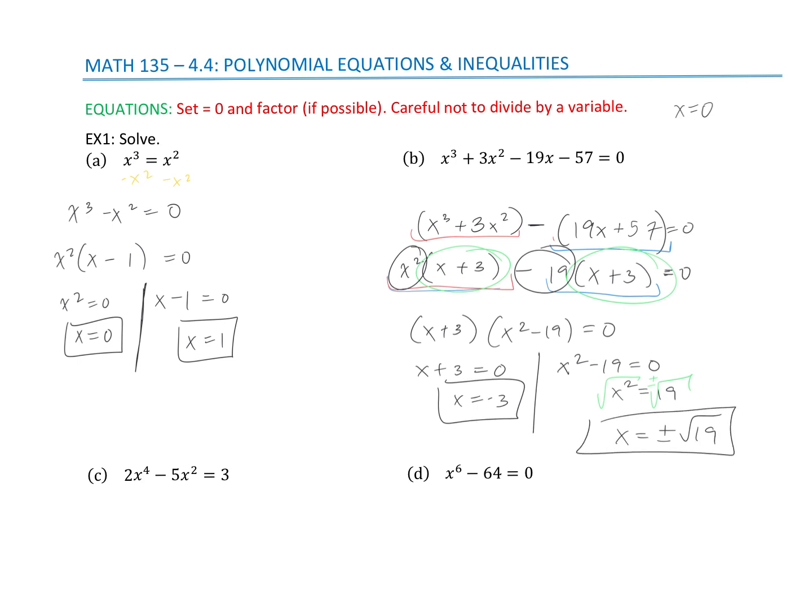And we're done. Again, the plus or minus is very important because right now we have 3 different possible solutions: negative 3, the positive root 19, and the negative root 19. If we didn't remember the plus or minus, we would only have 2 of our 3 solutions. So be careful on that.